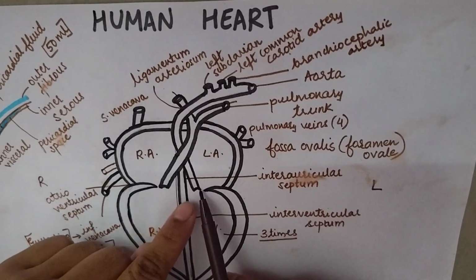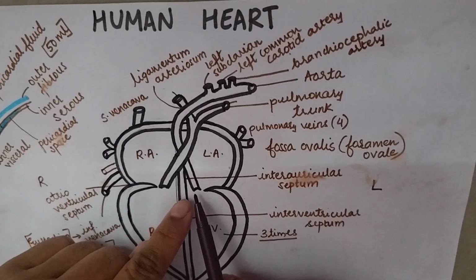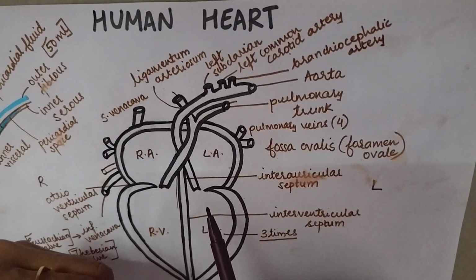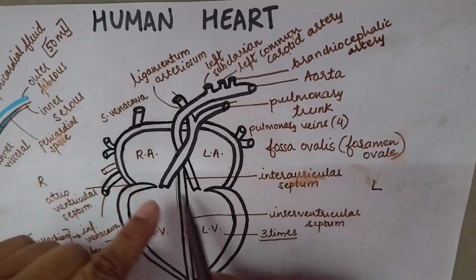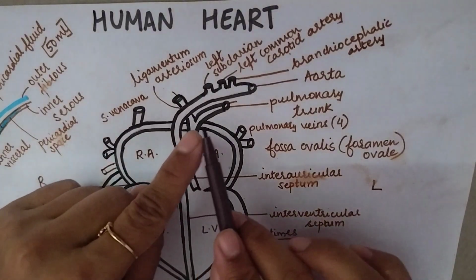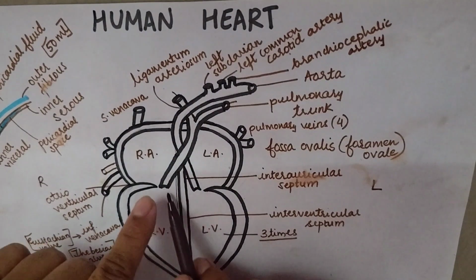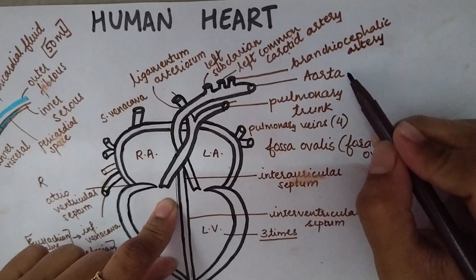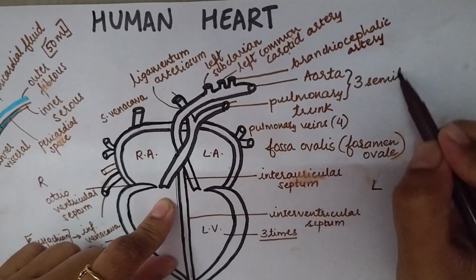Similarly, for these two, that is the aorta and the pulmonary trunk, there are chances of backward flow of blood into the ventricles again. So to prevent that backward flow of blood into the ventricles, these two also have valves present, so that there is unidirectional flow of blood and no backward flow. So there are three valves each present in the pulmonary trunk and the aorta. Both of them have three semilunar valves present.